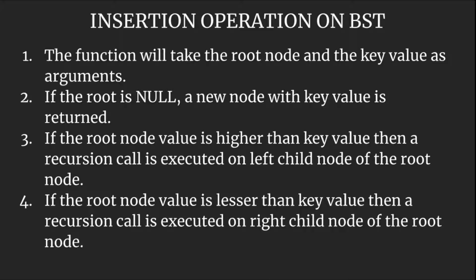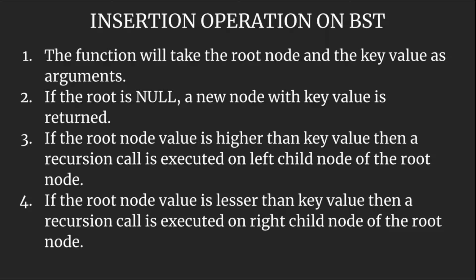Moving forward, we will now discuss the steps that we are going to take for the insertion and search operation. For the insertion operation, the function that we will be invoking all the time will take two arguments: one is the root node of the binary search tree, and the other is the key value. When we do the operation in the function, we first check whether the root is null or not. If the root is null, then a new node with the key value is returned.